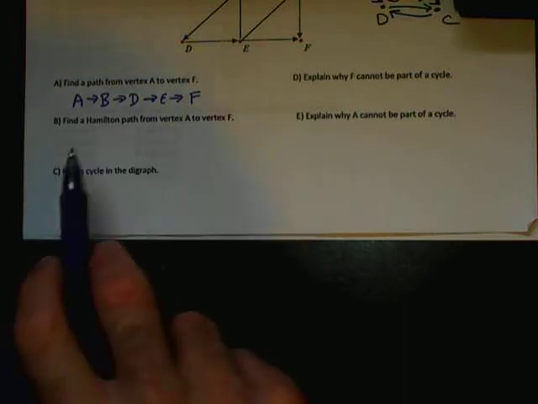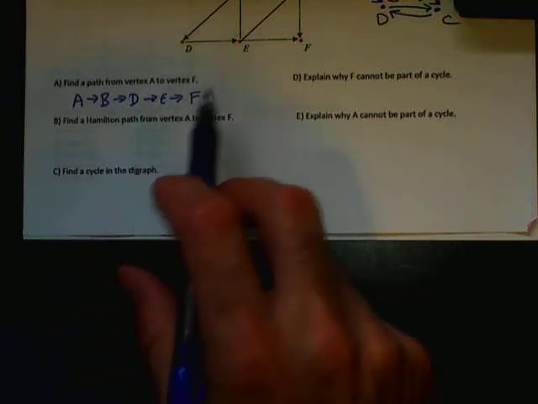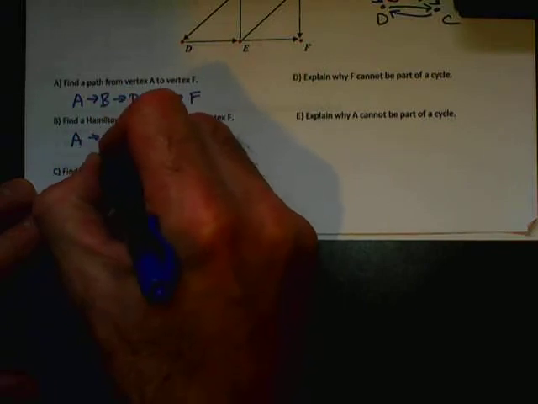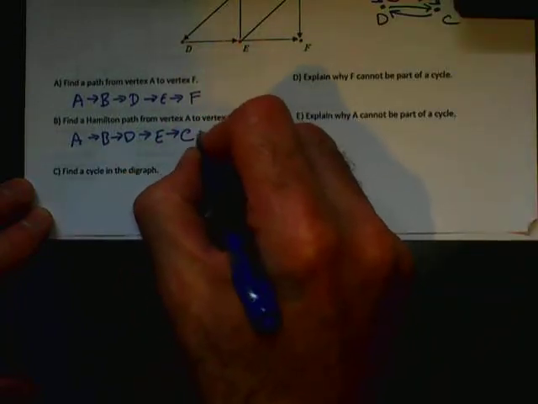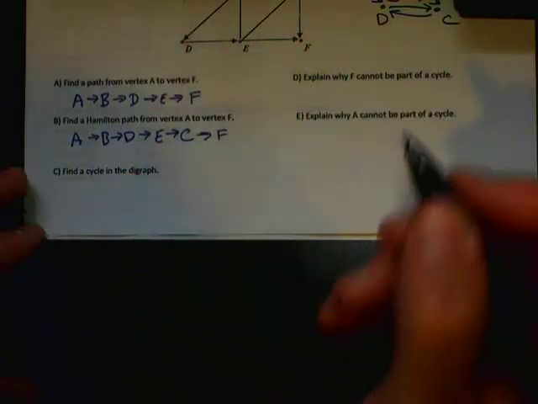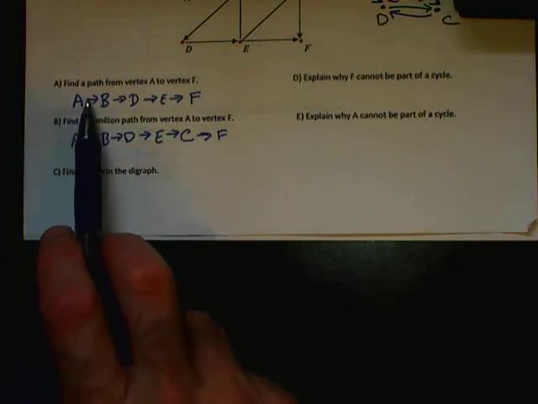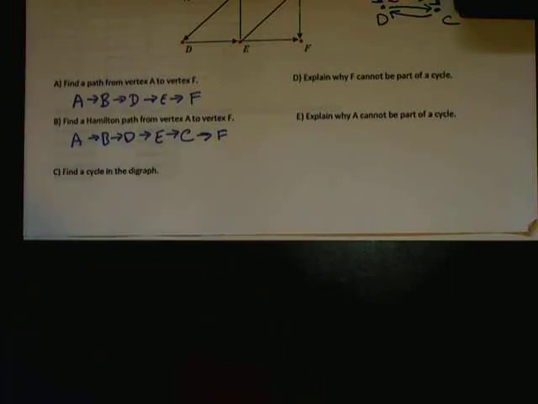Let's go to B. B is a Hamilton path, same thing, except now we're trying to hit all those vertices. So we're going to go A to B to D to E. Now we need to pop up to C, so we include it, and then we go to F. This could have also been your answer for the path, but you have to include all the vertices since it's a Hamilton path.